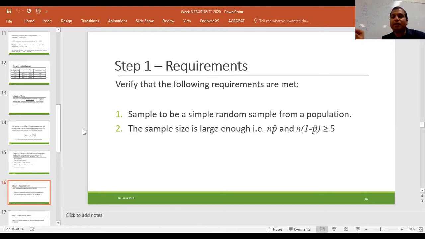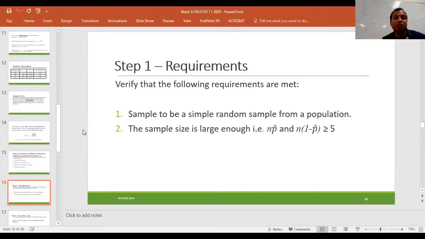If you read the first or second sentence of any question, probably they tell you whether it is a random sample from a population or not. It will be clearly mentioned in your exam, your exercise or your question. And the second condition is again very important. The sample size has to be large enough so that n times p hat and n times 1 minus p hat are both greater than or equal to 5. Did you recall it? The same condition we have seen in the case of the sampling distribution of proportion. So both are the same thing.